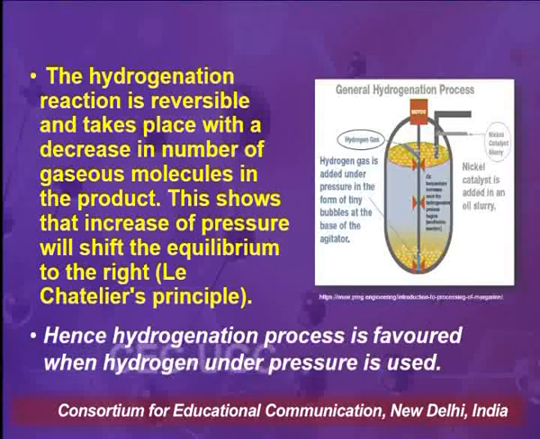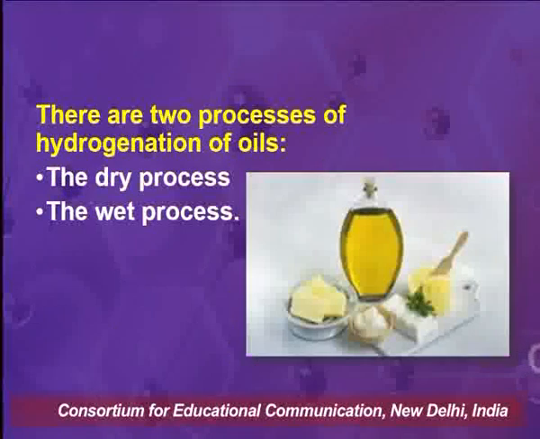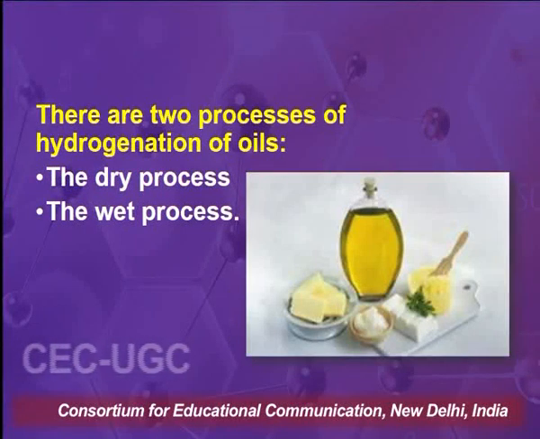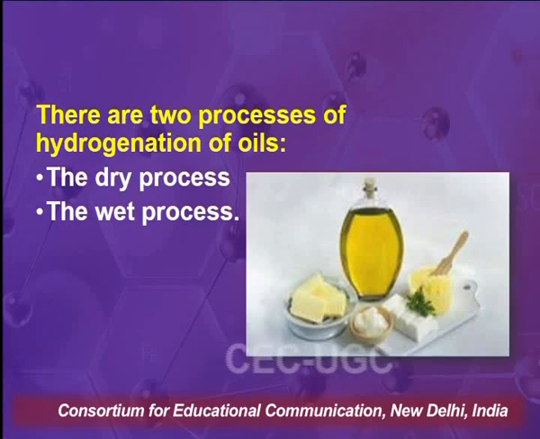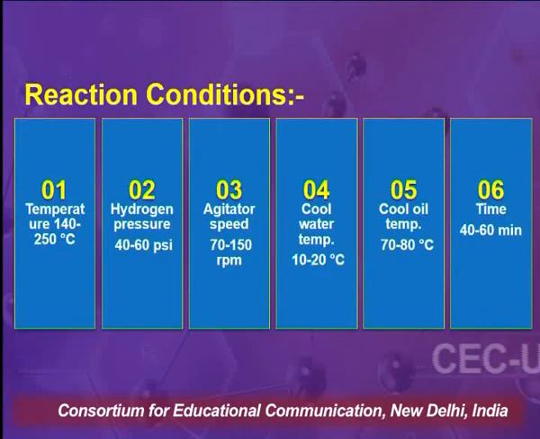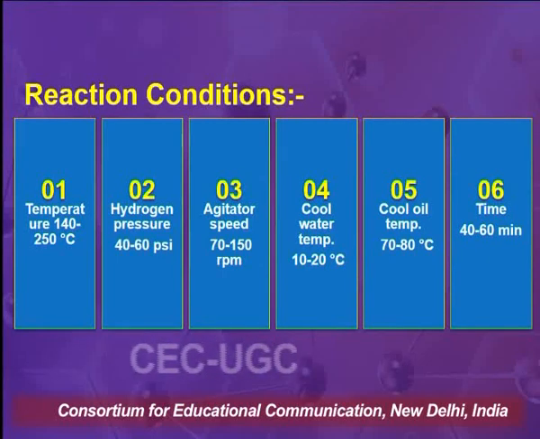The hydrogenation reaction is reversible and takes place with a decrease in number of gaseous molecules in the product. This shows that increase of pressure will shift the equilibrium to the right. This can also be explained with the help of Le Chatelier's principle. Hence, hydrogenation process is favored when hydrogen under pressure is used. There are two processes of hydrogenation of oil, the dry process and the wet process. Here are the 6 reaction conditions now summarized from what we have discussed earlier for the process of hydrogenation.